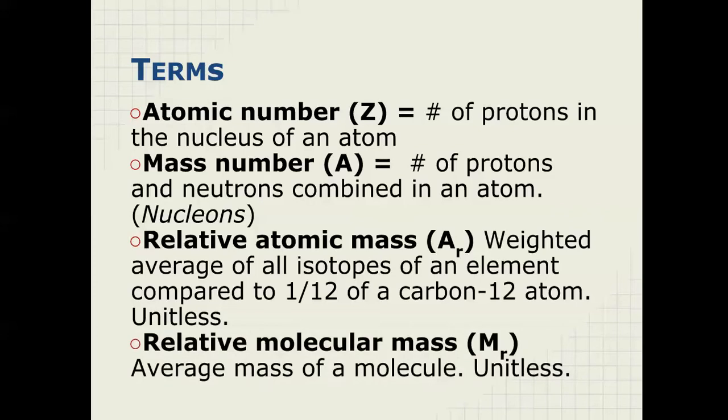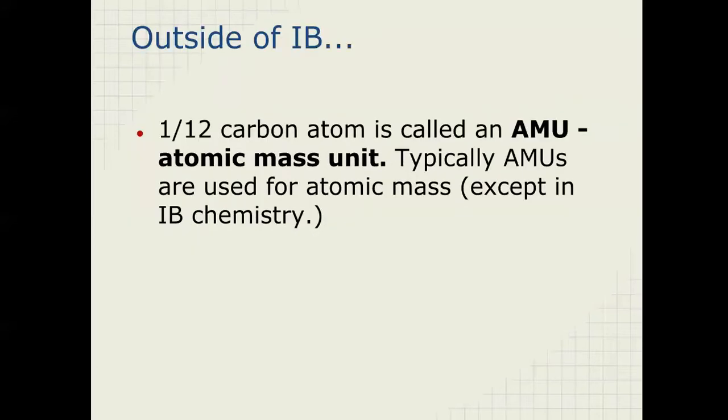Now, you can take atoms and assemble them into molecules, and then that molecule will have a mass. That's the relative molecular mass. Now, IB does a number of things a little bit differently. In the IB world, that relative atomic mass is considered unitless. However, most of the time, at least in my experience with chemistry classes in America, that number is called an atomic mass unit, an AMU. So that 1/12 of the carbon atom is called 1 AMU, and all the atomic masses are considered AMUs. That's the unit for atomic mass. But in IB, it's considered unitless.